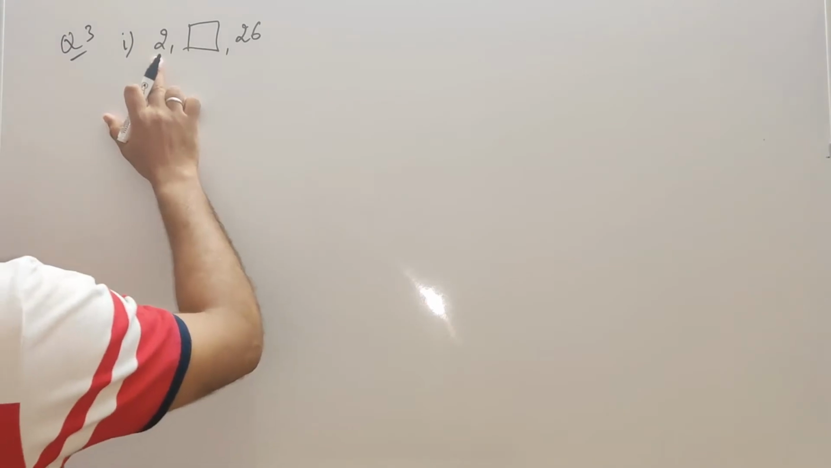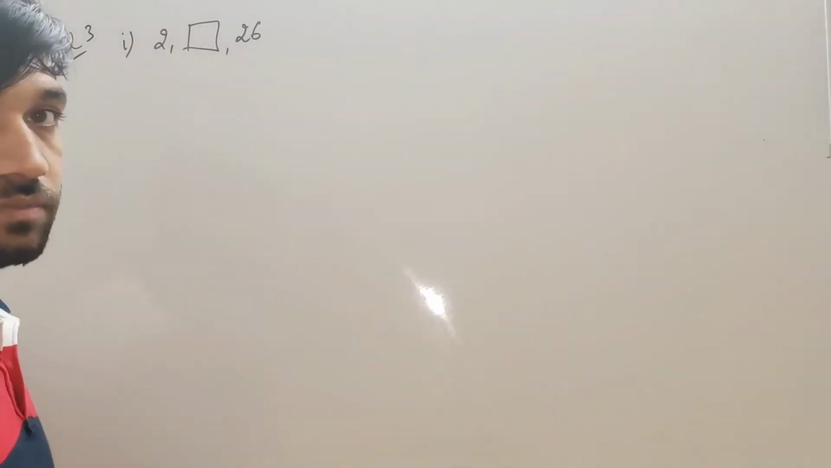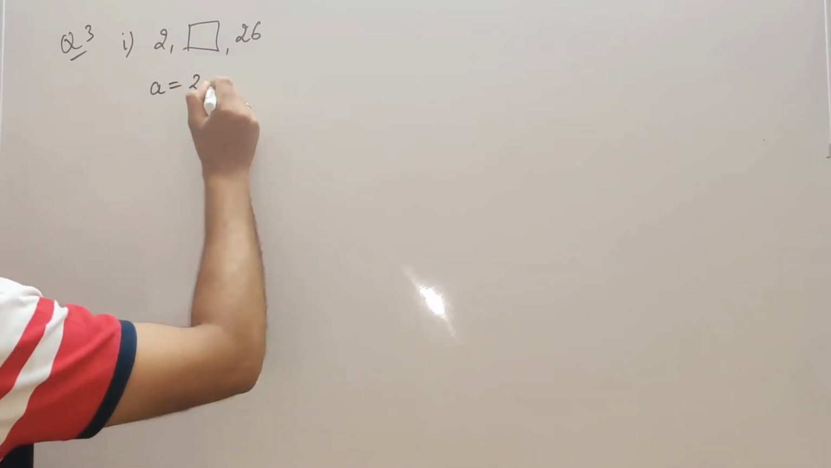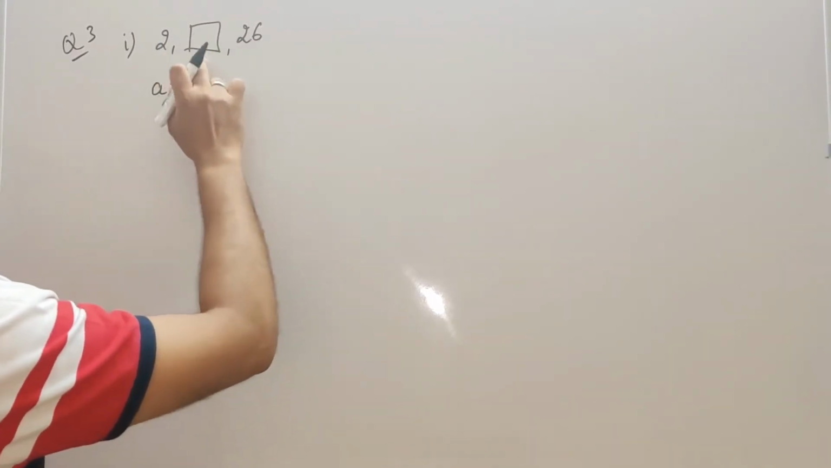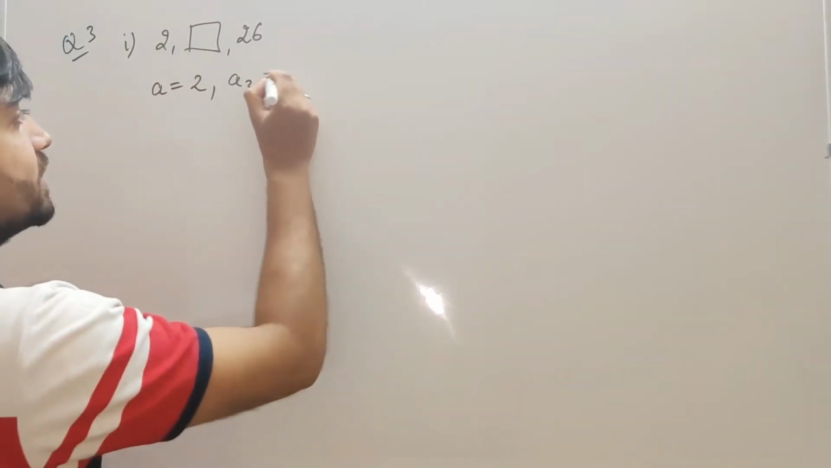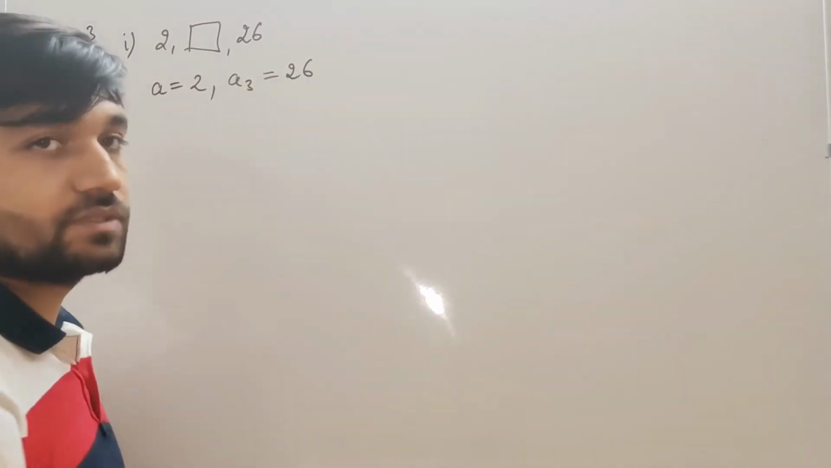This is the first term, this is the second term, this is the third term. So I'll write down what is given. The first term is 2. This is the third term, first, second and third. So A3, I'll write it. A3 is given as 26.